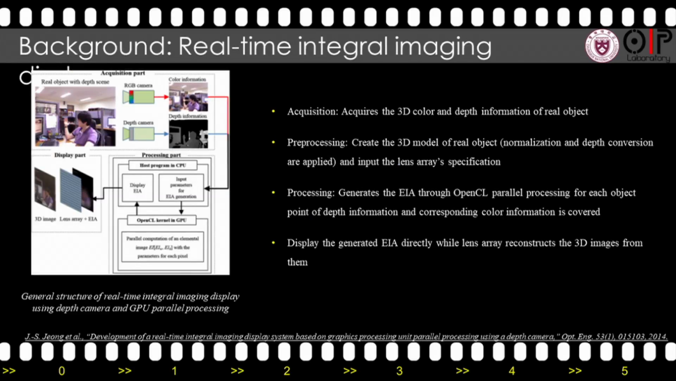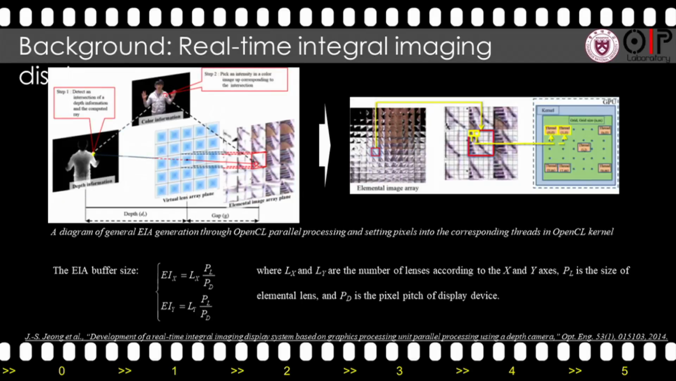Thereafter, we upgraded that system as a real-time display. So in this case, the OpenCL parallel processing method, using the GPU parallel processing, is applied in the image rendering process. So finally, we can obtain the real-time object, real-time display.